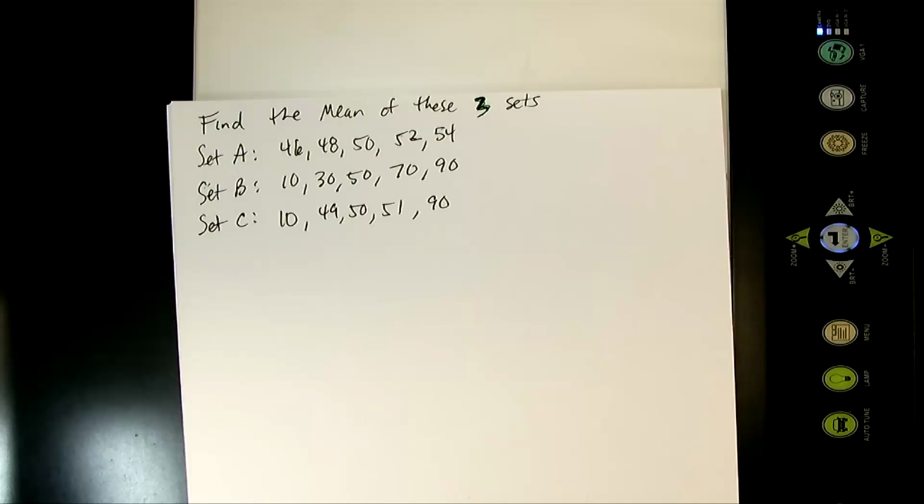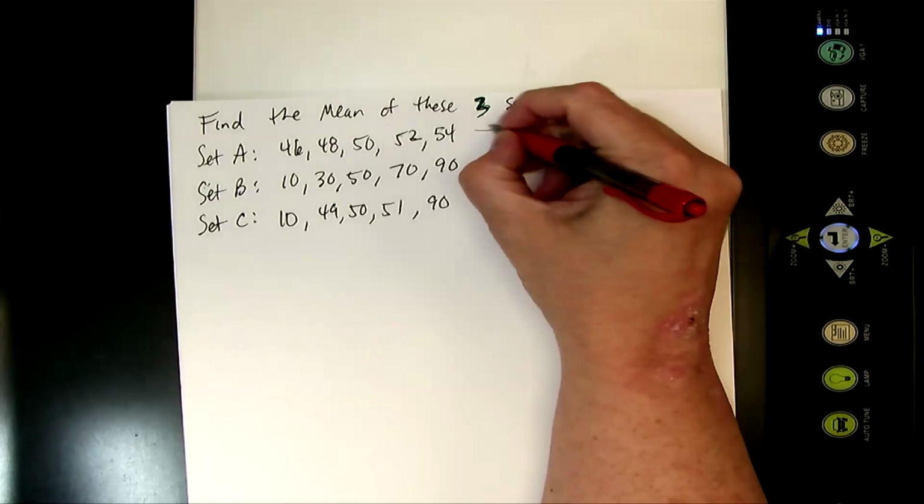Alfredo looks like he doesn't like what he got. Oh, it's here. They are all the same number. You should have gotten 50 for each of these.